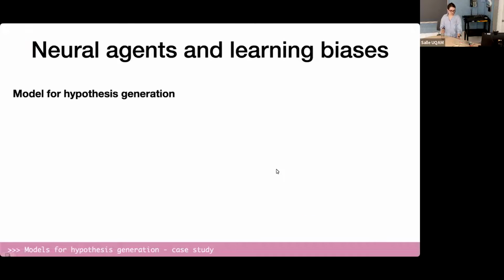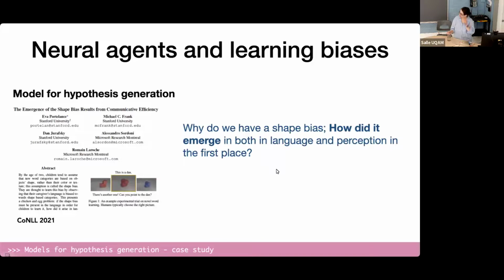Okay, so an example of using models for hypothesis generation, again, to study a question about language acquisition. So here we're going to look at something called the shape bias. So why do we have a shape bias? How did it emerge in both language and perception in the first place? I'm going to argue that the shape bias, I'll show you what a shape bias is, is the result of something called communicative need. And that we design efficient communication systems, and this is what leads to the shape bias.